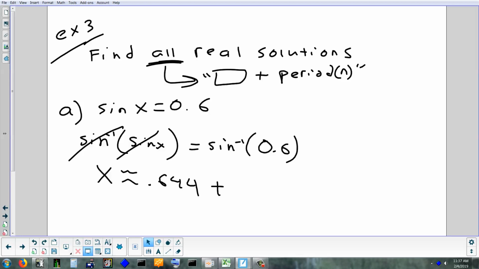So we just have to find the period. For sine, what's the formula to find the period of a sine function? You have a choice of 2 pi over b and pi over b. If you wanted to do degrees, you would say 360 over b and 180 over b. But we're doing radians. It's 2 pi over b. In this case, b is just 1. There's no number in front of the x other than 1. So 2 pi over 1 is 2 pi.